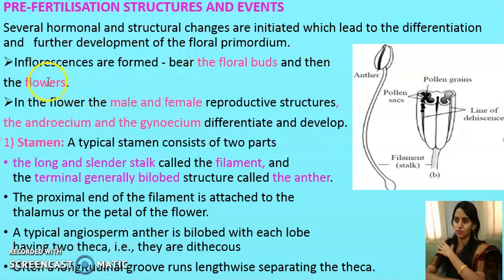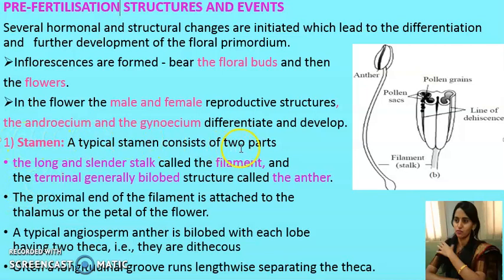Okay. The natural cluster of flowers is known as inflorescence. It bears the floral buds, and these buds form the flowers. In a flower, the male and female reproductive structures, that is androecium and gynoecium, differentiate and develop. Now let us discuss the structure of stamen.